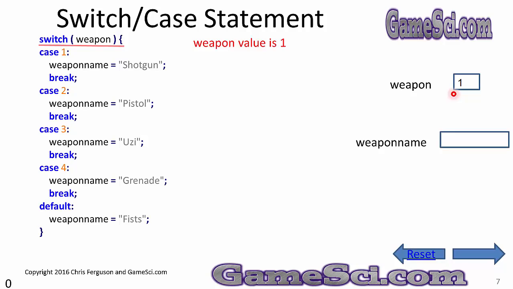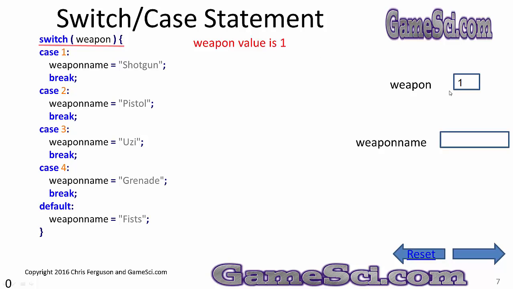Start with weapon and a value of 1. What will this code do if my weapon variable has the value of 1 in it? With the value of 1 in the weapon variable, I'm going to switch on the weapon variable. When I switch on the weapon variable, I will compare the value in weapon to one of these many different cases. And really what I'm asking is, does weapon match case 1? Does weapon match case 2? Does weapon match case 3? When I get a match, I will select the code underneath the case to execute.